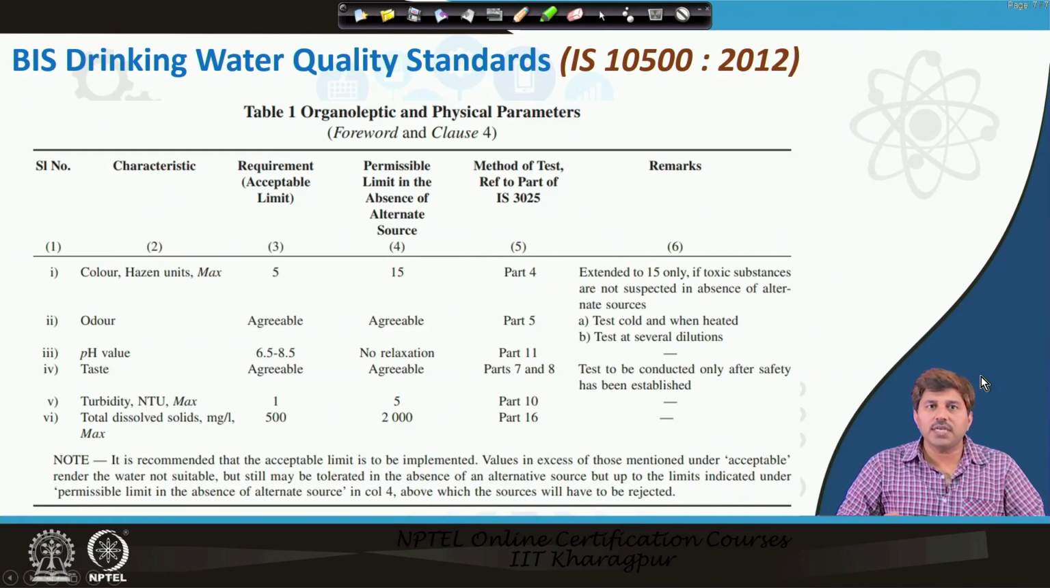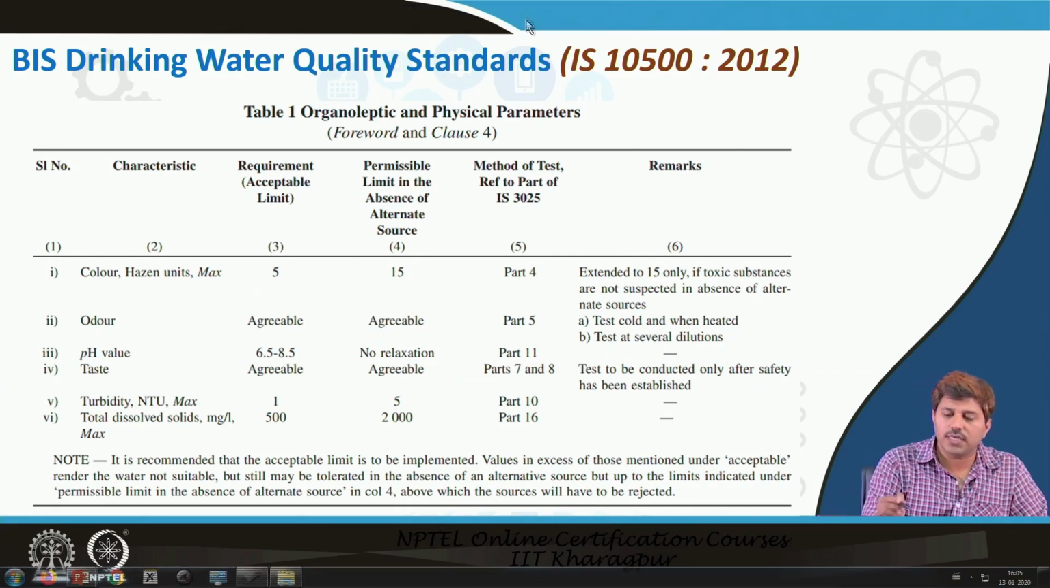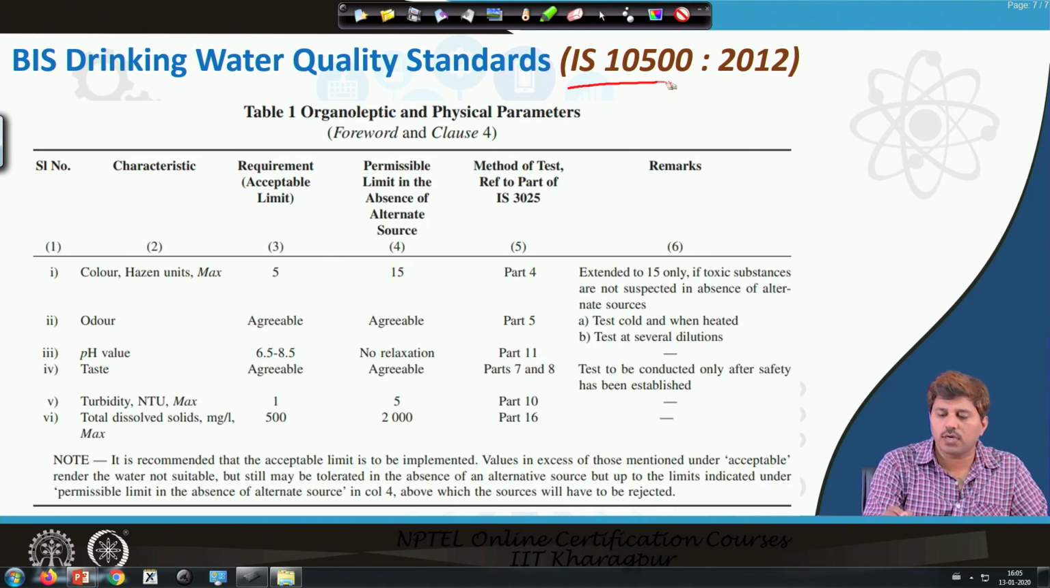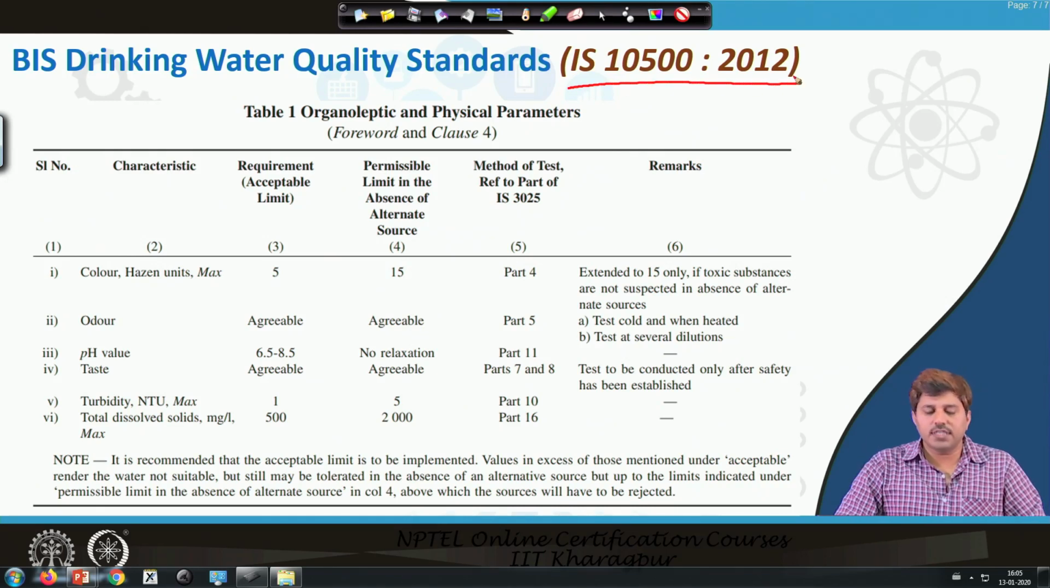Now, if we see the BIS standards, which is applicable in India, that is under IS 10500. The BIS standards in India earlier used to have limited parameters, but in the expansion now they have 6 different tables which talk about 6 different kinds of parameters. Okay. So, the first one is organoleptic and physical parameters.